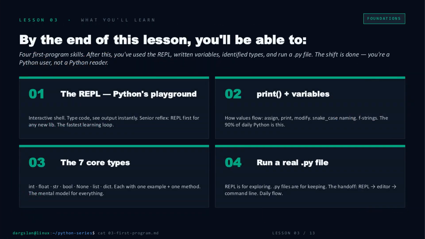Here's the roadmap. First, the REPL, Python's playground, where you type code and see results instantly. Then print and variables, which honestly cover 90% of what you'll write day to day. After that, the 7 core types, your mental model for every piece of data in Python. And finally, you'll run a real .py file, end to end. 4 skills, 1 big shift.